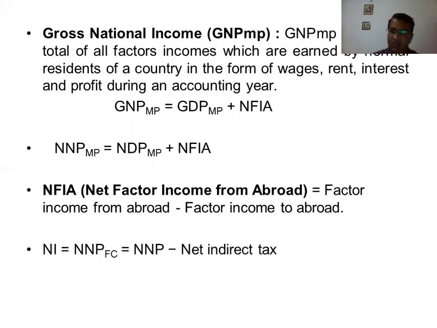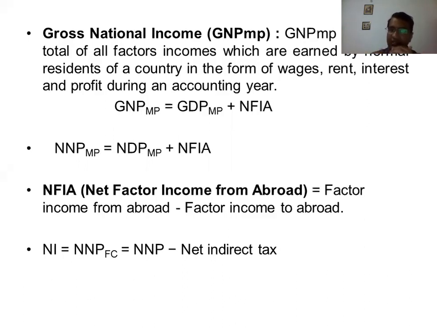Now the next concept is national income, or NNP at FC. We calculated this at market price, and here we use factor cost. What is the difference between market price and factor cost? In market price, all indirect taxes are included and subsidies are subtracted. When we purchase goods from the market, the tax is included in that. Factor cost means the cost of the factors only.